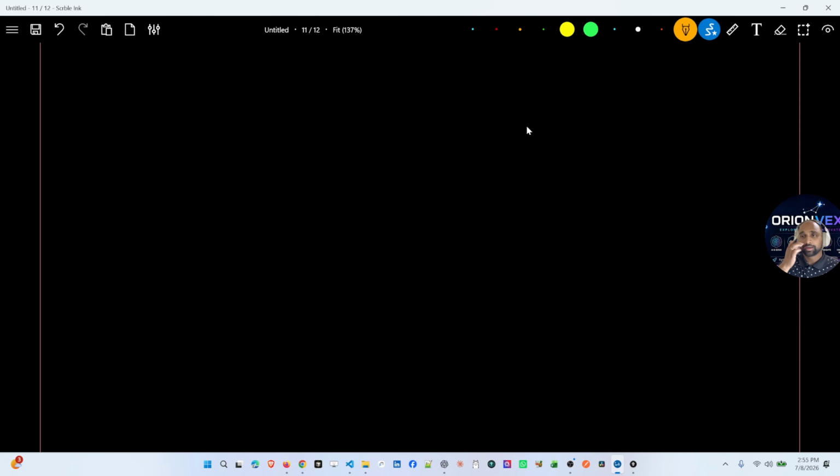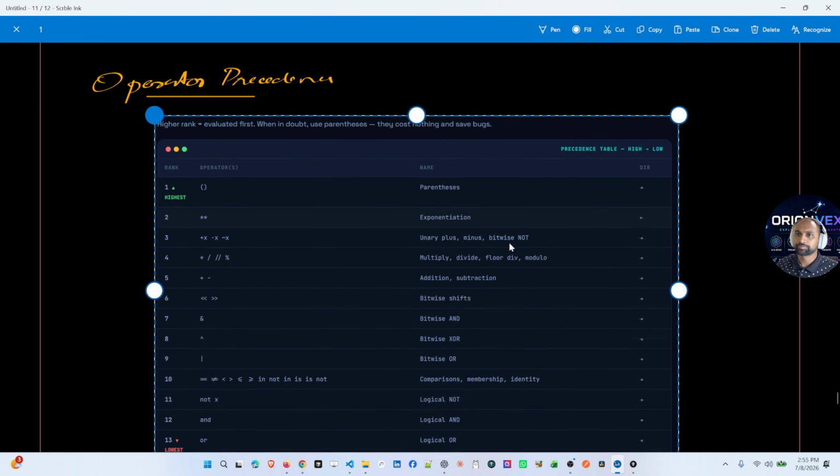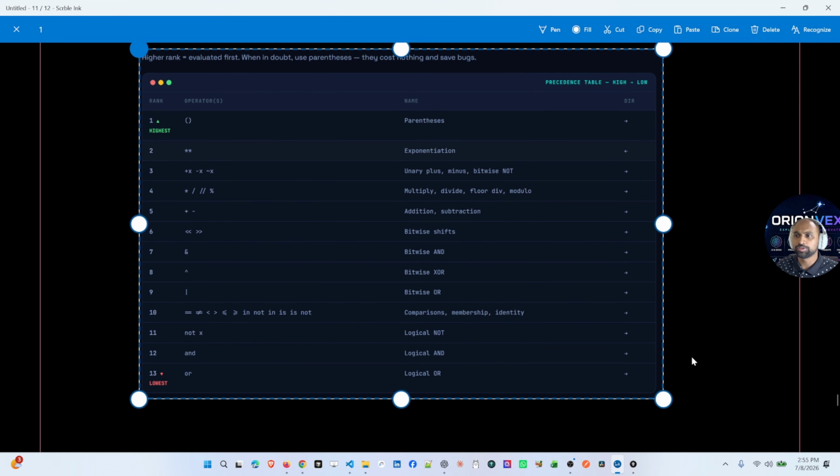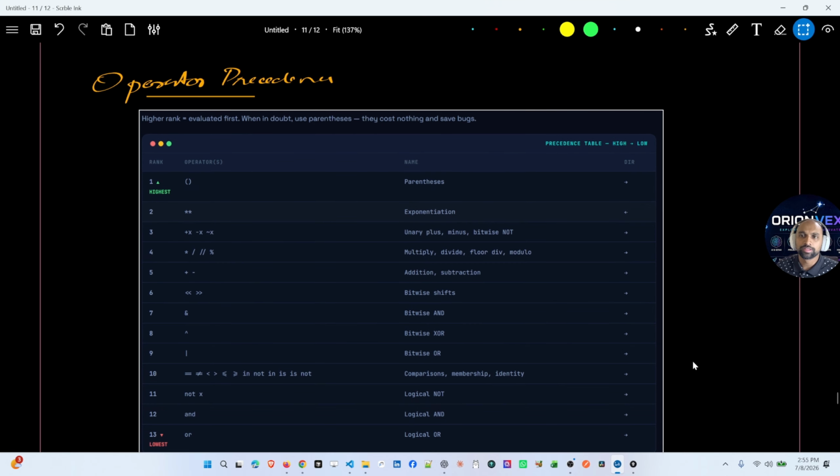Hello everyone, welcome back. This is the last topic in Python operators. We need to see the last topic, which is called operator precedence. Operator precedence, what does it mean? Suppose you're giving two operators at a time, there will be an order of which one has to operate first, which one has to act first. That is what operator precedence is.